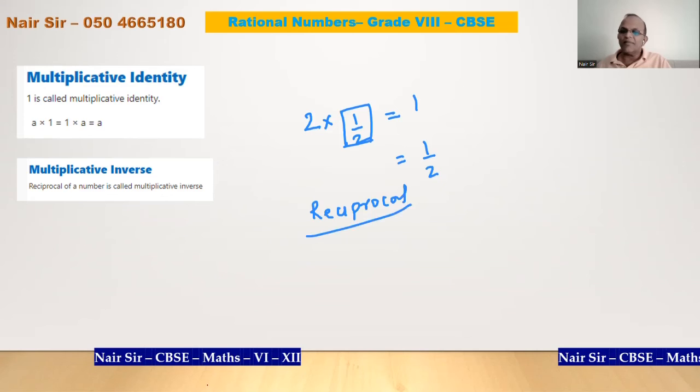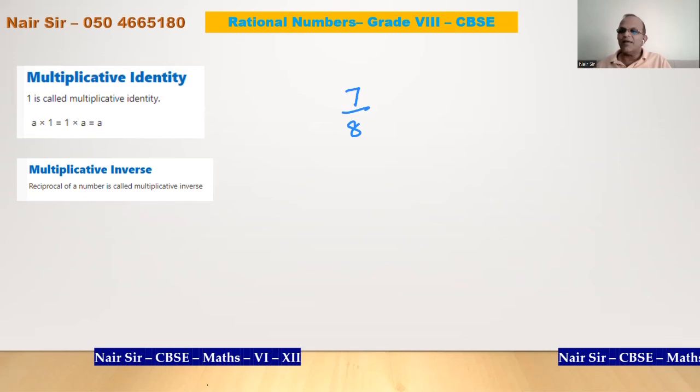Now, same, if I am asking you for 7 upon 8, what is the multiplicative inverse of 7 upon 8? What is the reciprocal of 7 upon 8? The reciprocal of 7 upon 8 is 8 upon 7. And let me recheck. What do I get? 1. Because 1 is the multiplicative identity. 1 is called the multiplicative identity, and 0 is called the additive identity.